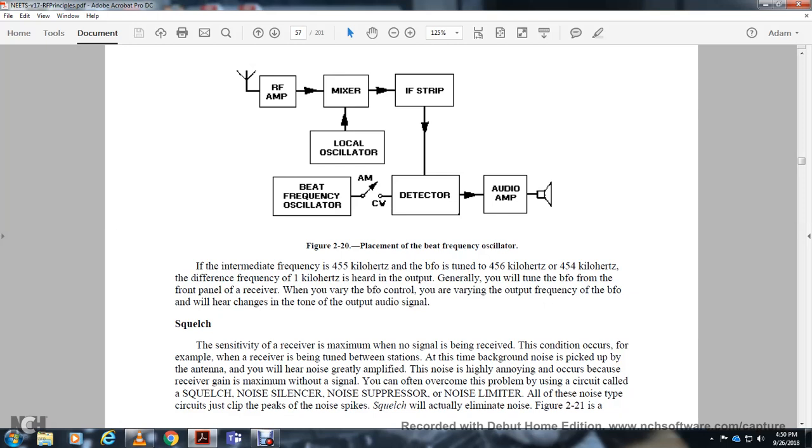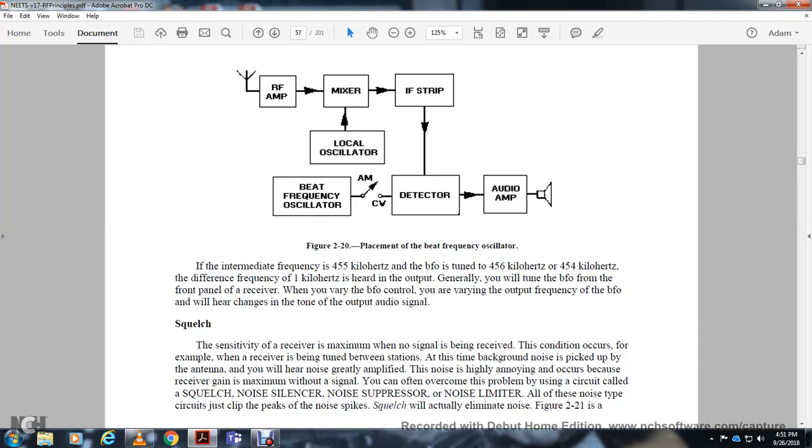Or the squelch. The receiver's sensitivity is at maximum when no signal is being received. For example, when the receiver is being tuned between stations, the background noise picked up by the antenna will be greatly amplified, and the noise is highly annoying. The receiver gain is at maximum without a signal, and you can often overcome the problem using a circuit called the squelch, also known as a silencer, suppressor, or noise limiter, a type of circuit that clips the noise spikes.